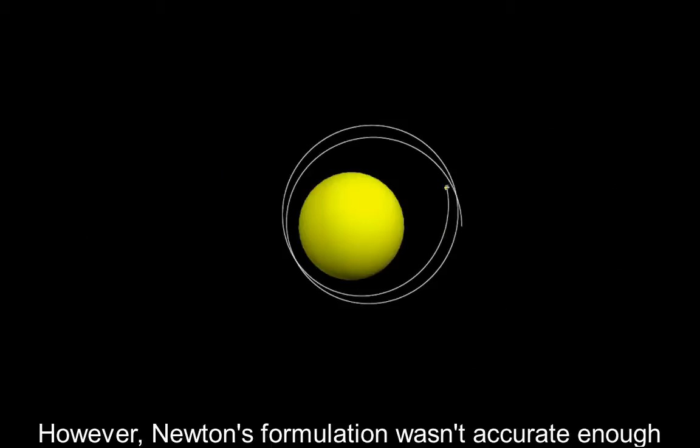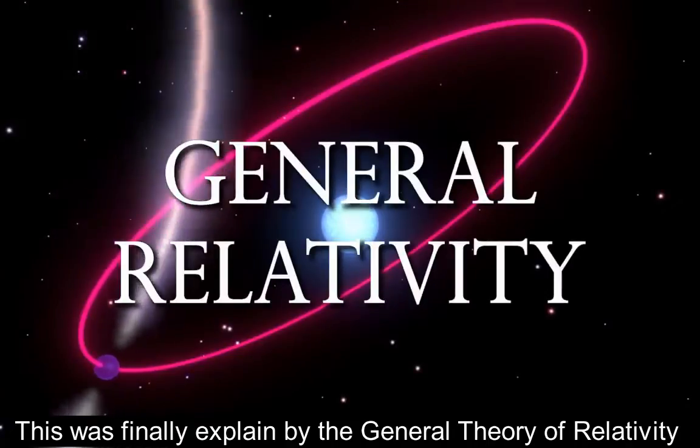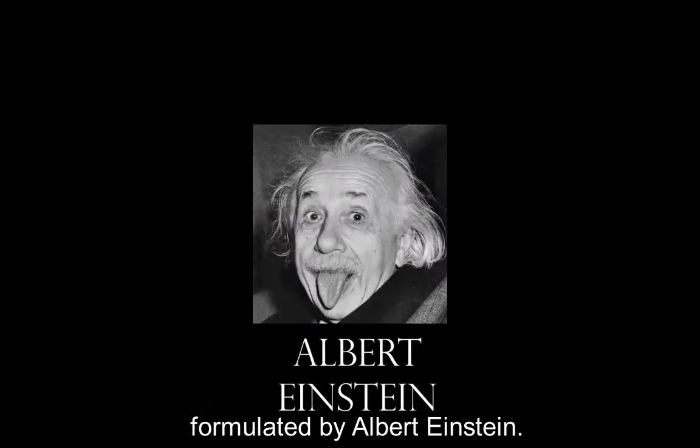However, Newton's formulation wasn't accurate enough. For instance, it couldn't explain Mercury's perihelion precession. This was finally explained by the general theory of relativity formulated by Albert Einstein.